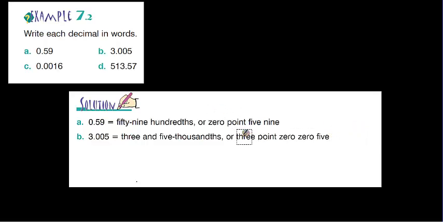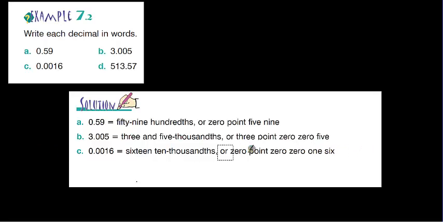Generally, I'm going to use the second type of reading here. The last one is 16 over 10,000, or 0.0016. Generally, I'm going to use this second form here, and the last one is 513 and 57 hundredths.